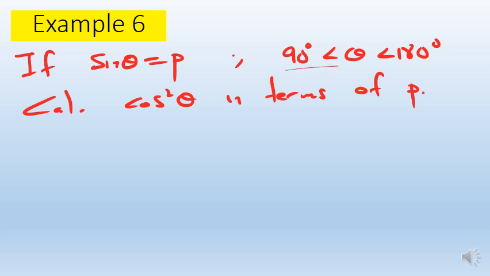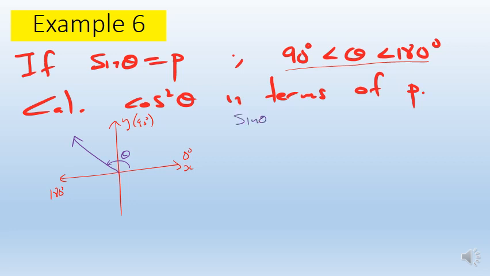The fact that theta lies between 90 degrees and 180 degrees tells us that the angle theta, if you recall, I'm just going to do this slowly, that's 0 degrees. That would be 90, and this is 180 degrees. So if theta lies between 90 and 180 degrees, surely the angle is in the second quadrant out there. And it says sine theta equals p. Now have a look at that very carefully. Sine theta is equal to p.